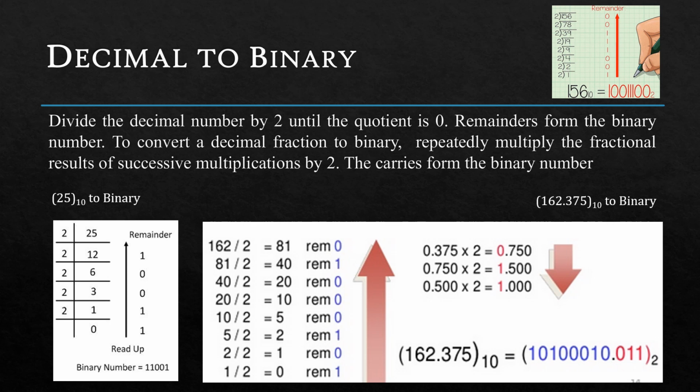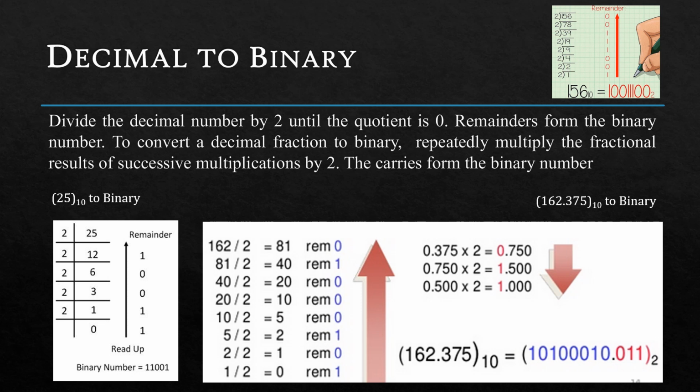Similarly, to convert the decimal number to binary, we need to divide the decimal number by 2 until the quotient is 0, and the remainders form the binary number. And to convert a decimal fraction to binary, repeatedly multiply the fractional results of successive multiplications by 2, and the carries form the binary number. Let us explain that with an example.